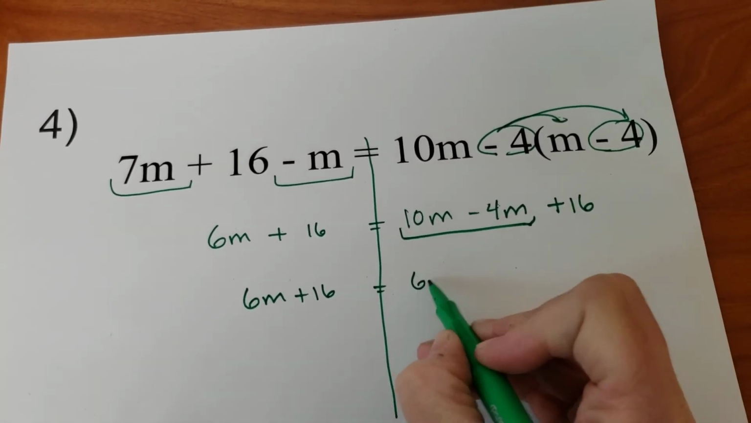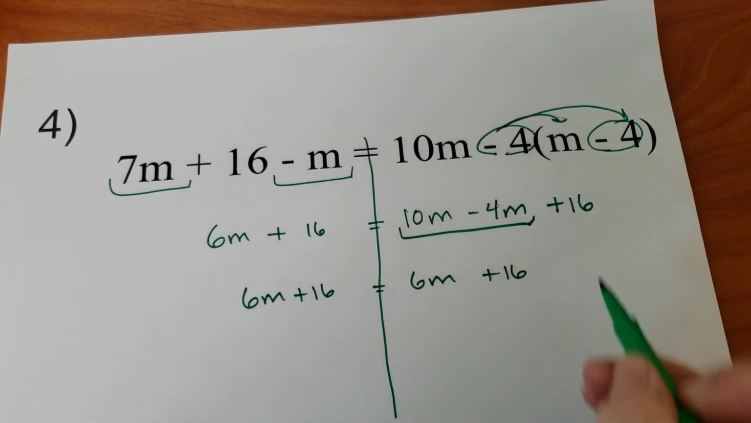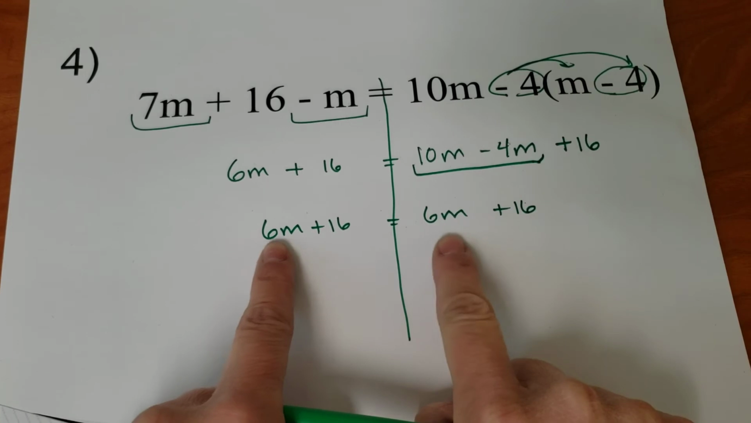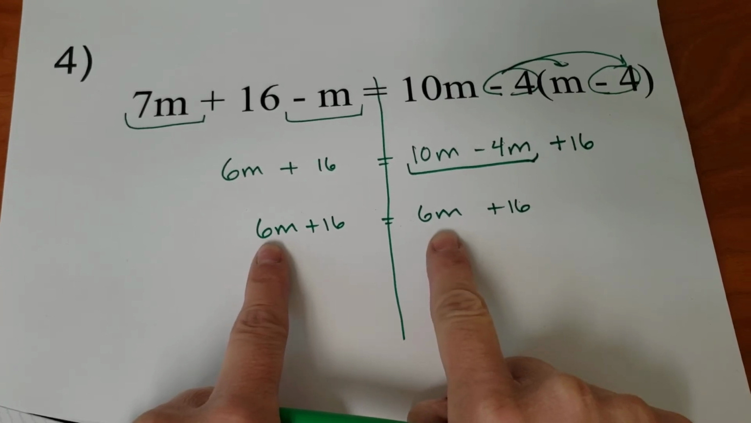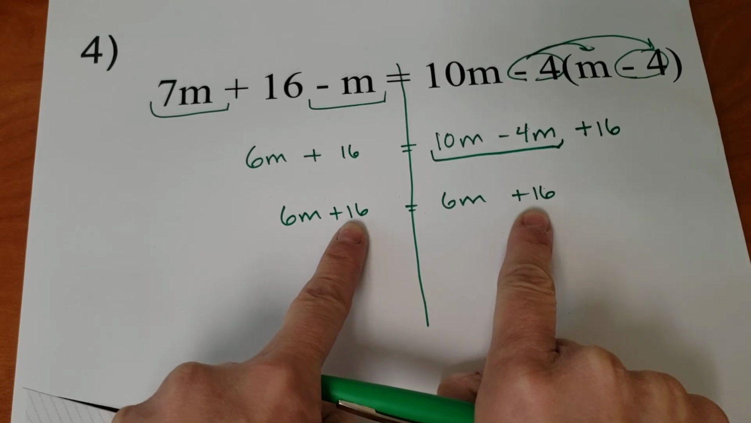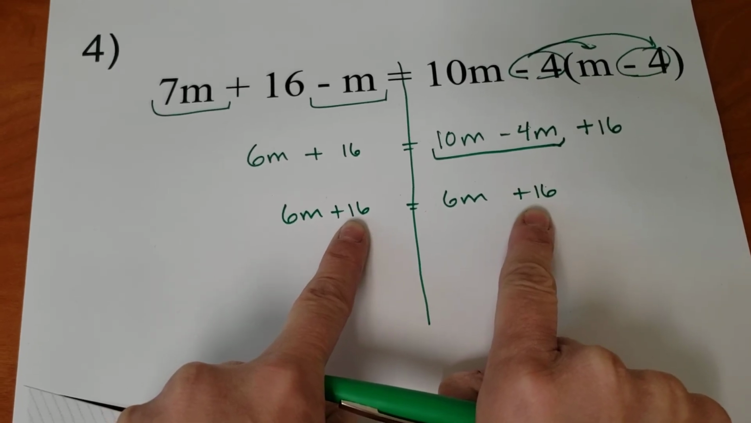Here's 6m plus 16. Stop. Do you see something? The m's are identical. The coefficient is the same. That tells you it's a special case. Let's check it out. 6m plus 16. They're identical. Do you remember what that means?